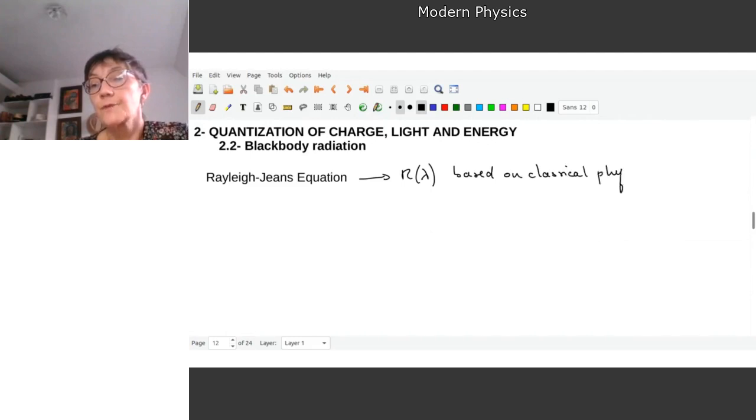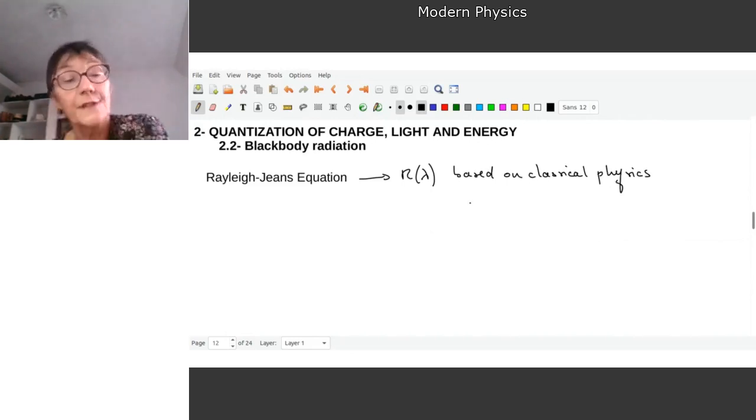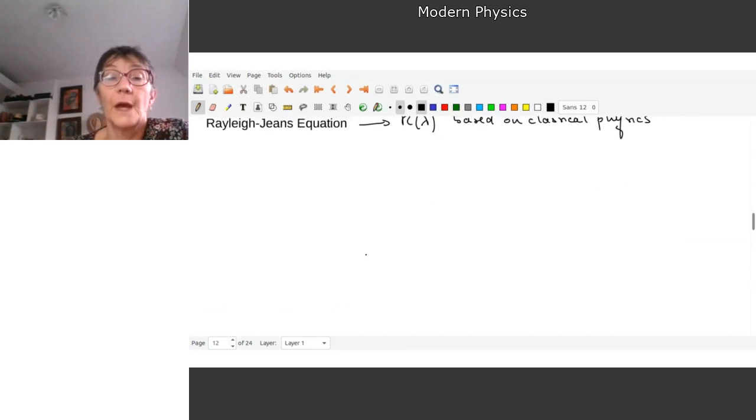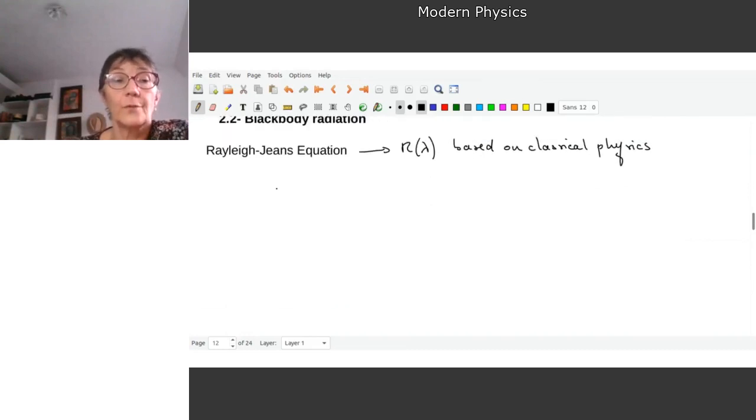And of course, it didn't work, based on classical physics. So what is the reasoning here? I will show you how we model an ideal blackbody.